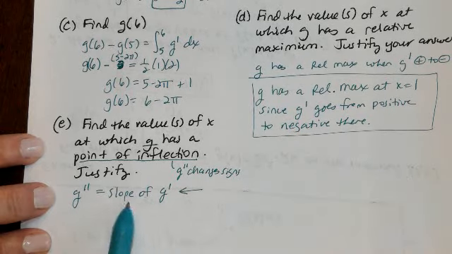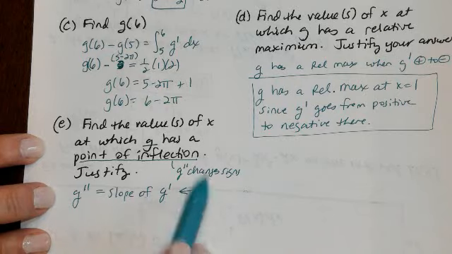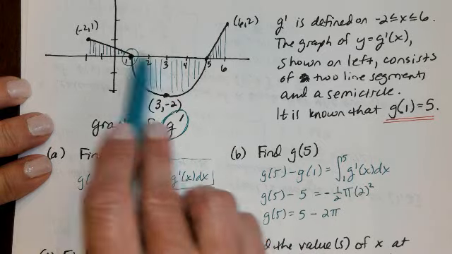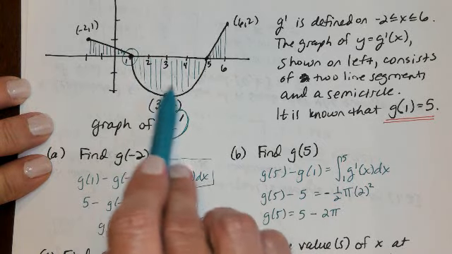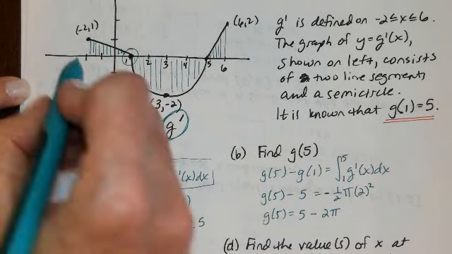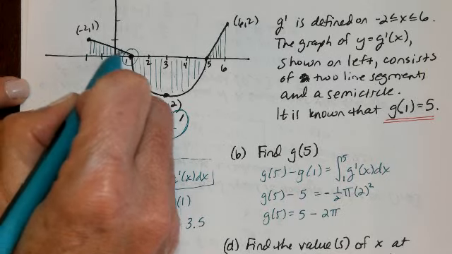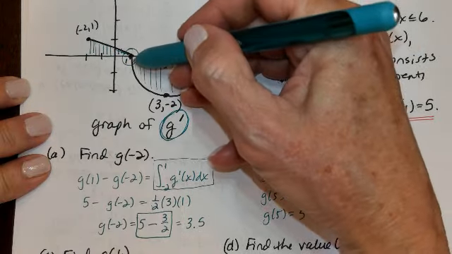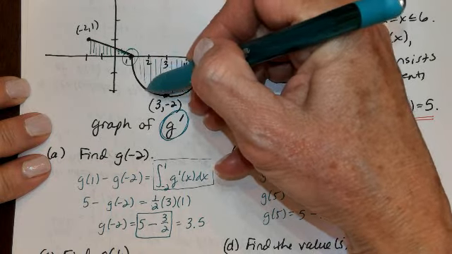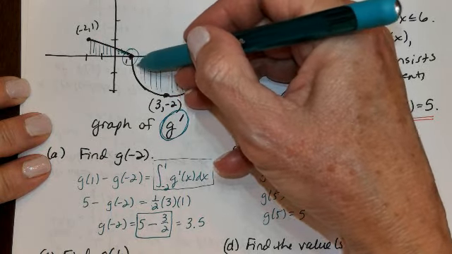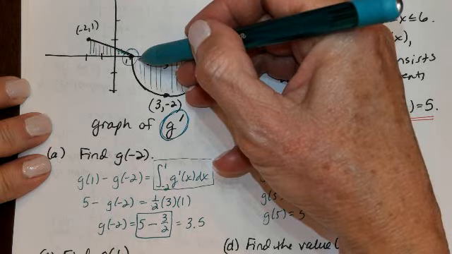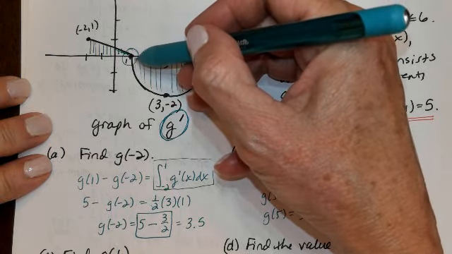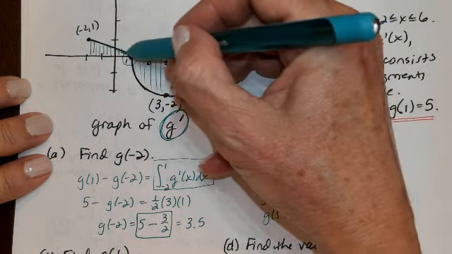Alright. So we want the slope of G prime to change signs. So up here, where does the slope of G prime change signs? Okay? The slope of G prime here is negative. It's going down. The slope here is negative. The slope here is also negative. So the slope does not change signs here at x equals 1. The slope changes, it just doesn't change signs. It goes from negative to negative.